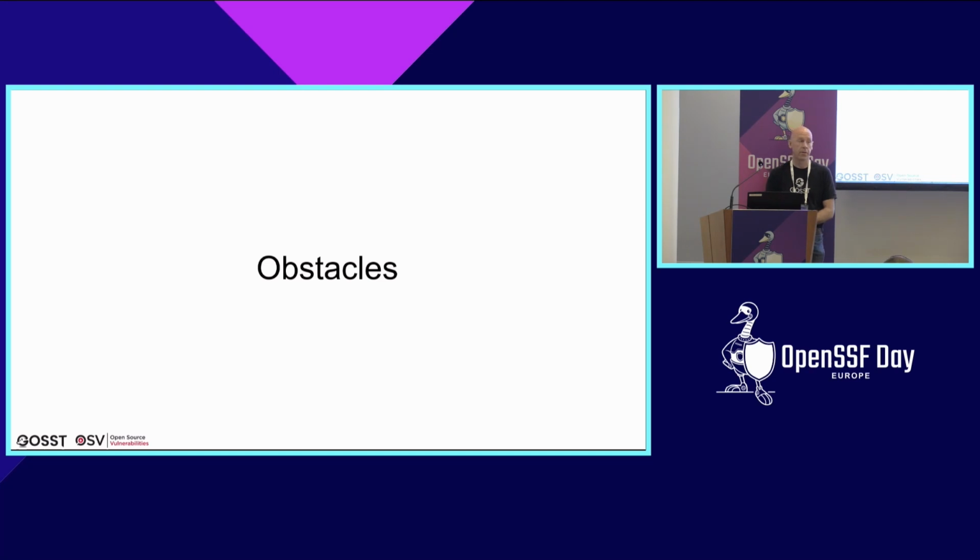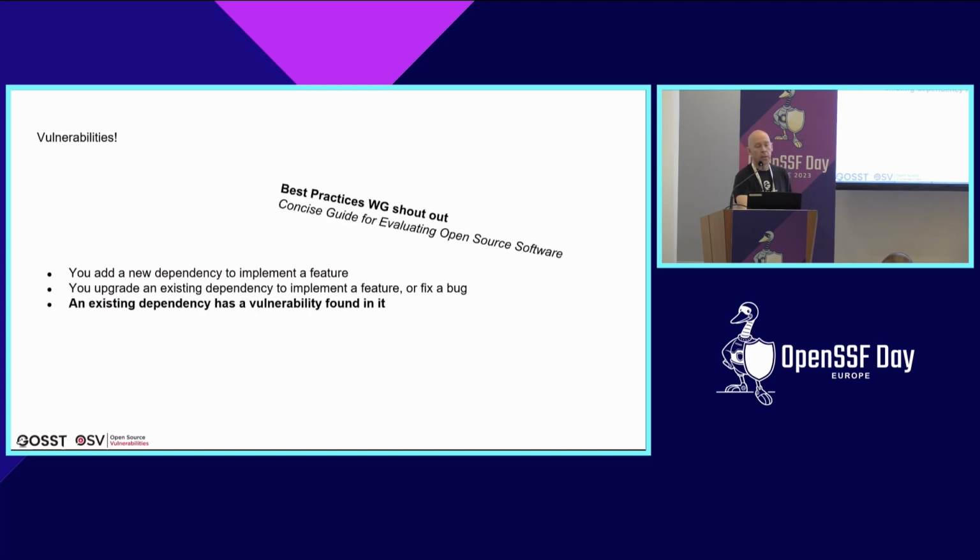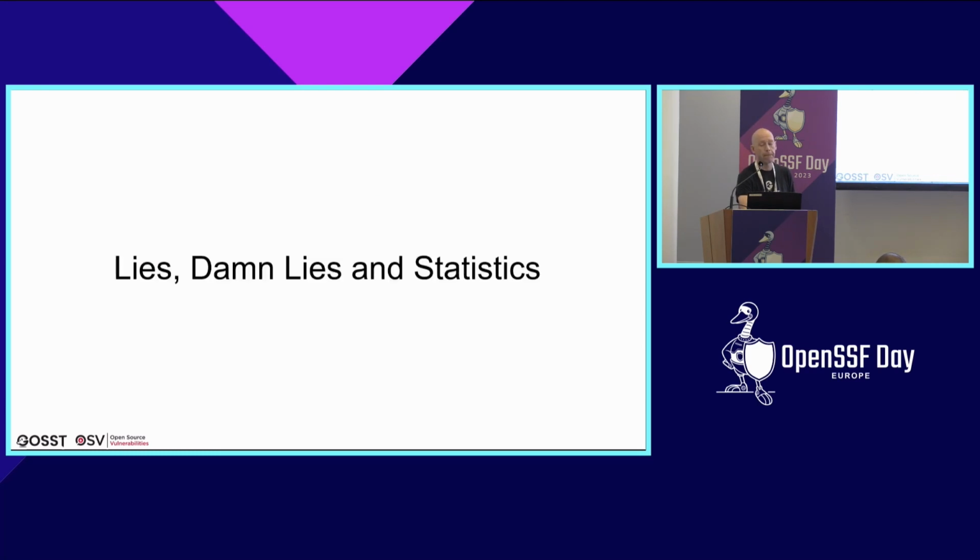I'm talking about security vulnerabilities here today, so that's where I'm going to zoom in a little bit. In particular, vulnerabilities that are coming in from open source dependencies that you're using. Those dependencies can be added when you're implementing a new feature, when you upgrade an existing pinned dependency, or if you haven't pinned a dependency, a new version comes out. And most commonly, an existing dependency has a new vulnerability found in it.